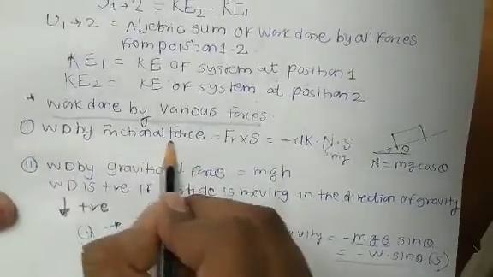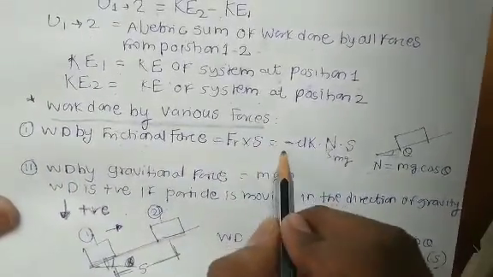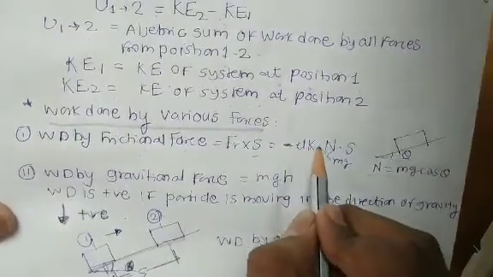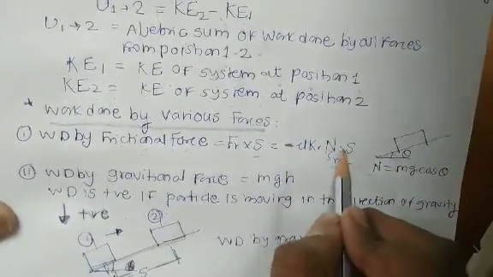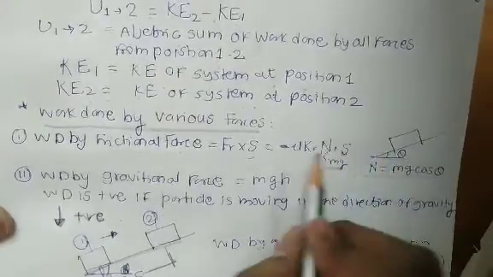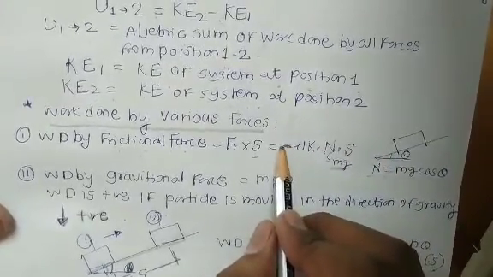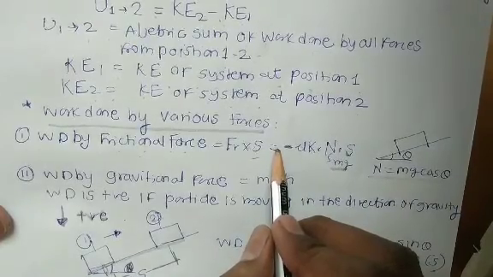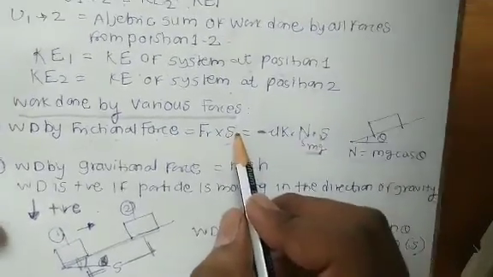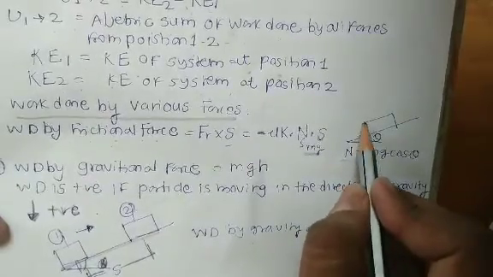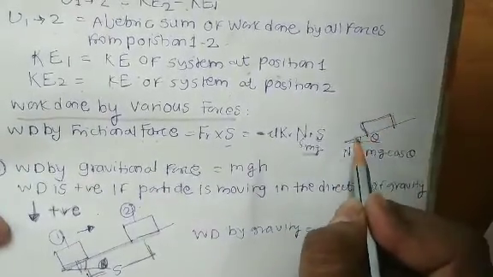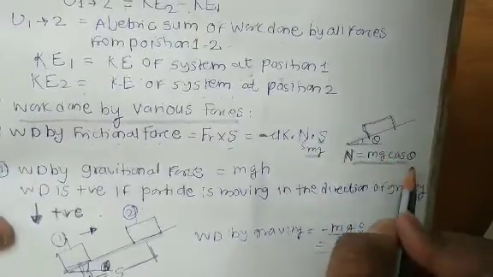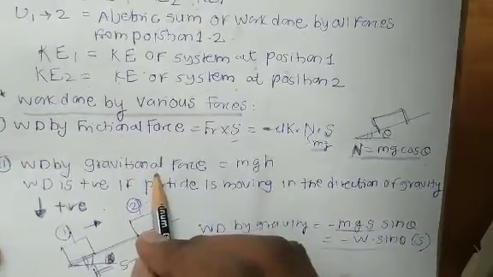Firstly, work done by frictional force, and that is equal to Fr into S, where S is the displacement, and that is equal to minus mu k into N. N means mg, into S, where S is the displacement. So why minus? Because it happens in the direction opposite to the applied force. And one more thing, if it is on an inclined plane, then N is equal to mg cos theta, the cos component of the weight.